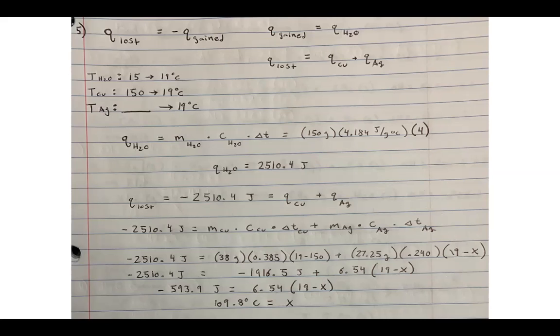Okay, the big key to this was knowing that the Q of water would be equal in magnitude but opposite in sign to not just copper or silver, but actually the sum of them both, right? Because these together are kind of like the total heat that's lost, and what absorbed the heat that was lost was the water, which gained that heat. Questions on this one before moving on?